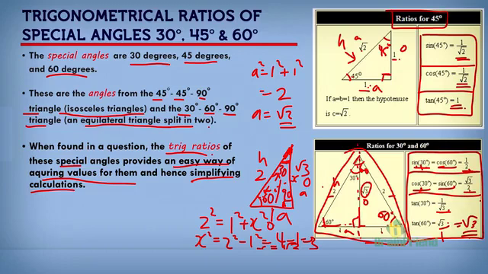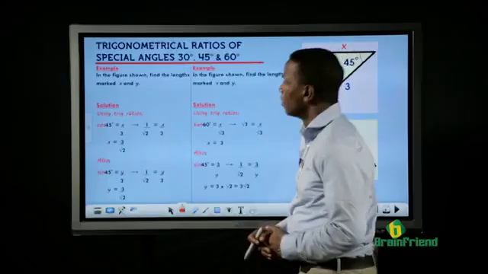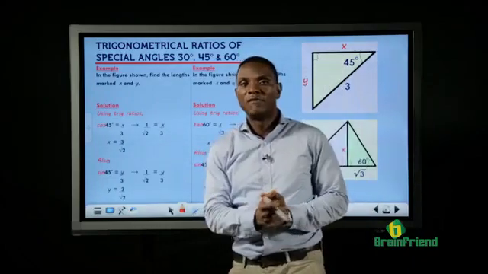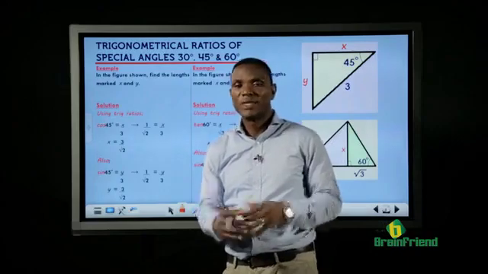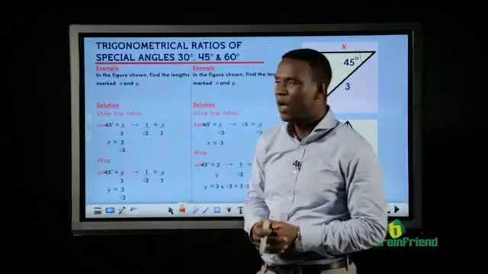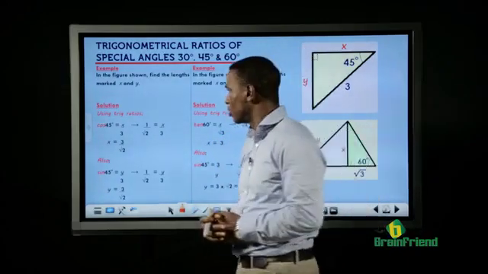Sin 30 degrees is the same as cos 60 degrees, which is 1 over 2. Cos 30 degrees is the same as sin 60 degrees, which is root 3 over 2. Tan 30 degrees is 1 over root 3. And tan 60 degrees is simply root 3. Fine. So now we know our values for the trig ratios of these special angles. Let's see how we can use them in our calculations.